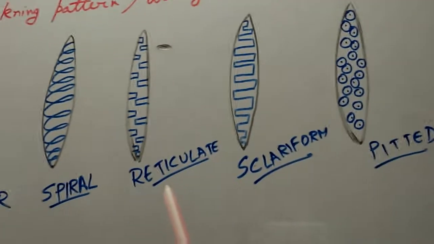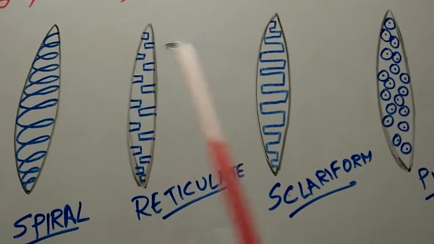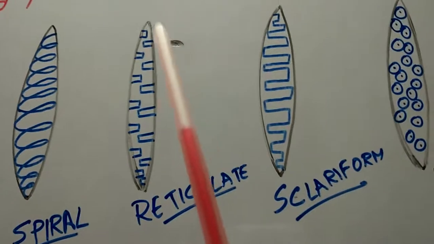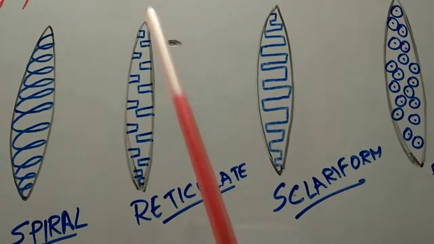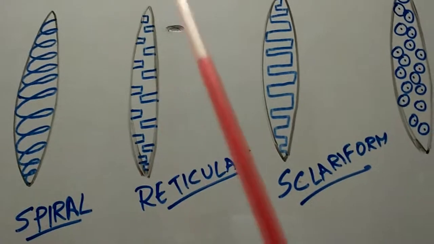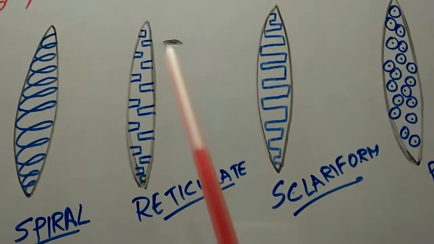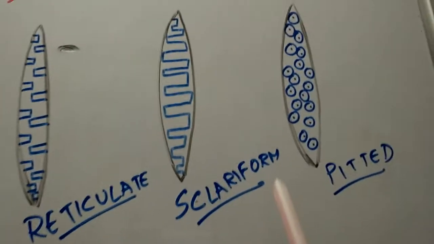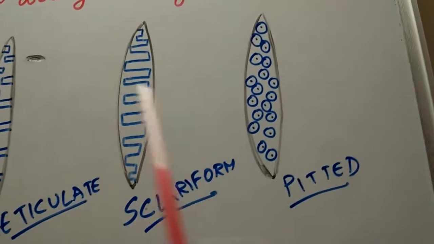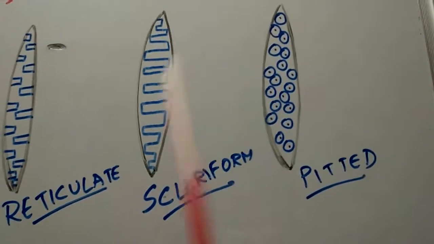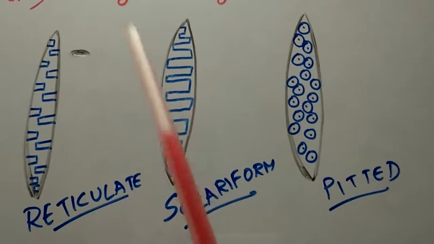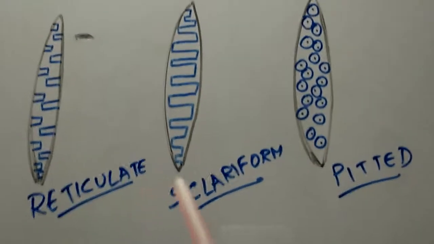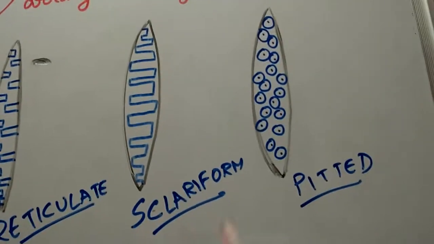This is the reticulate type. You can imagine blocks or bricks kept in an alternate fashion horizontally. This is the first block, this is the second one, this is the third, fourth, and so on, placed alternately, forming a reticulate type of tracheid. This is scleriform. You can see this is a maze-like structure.